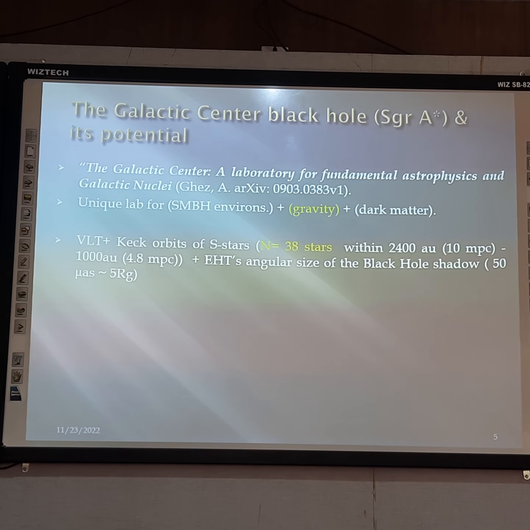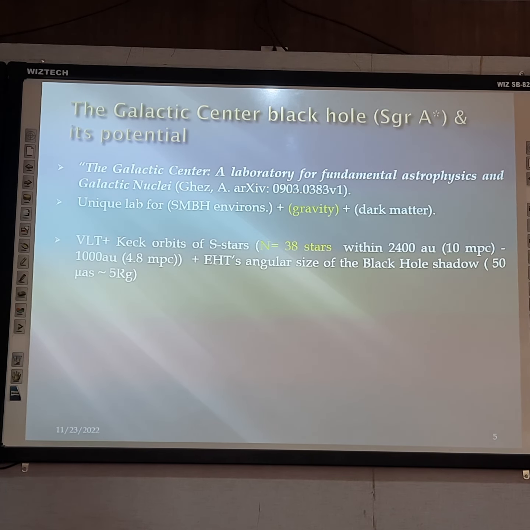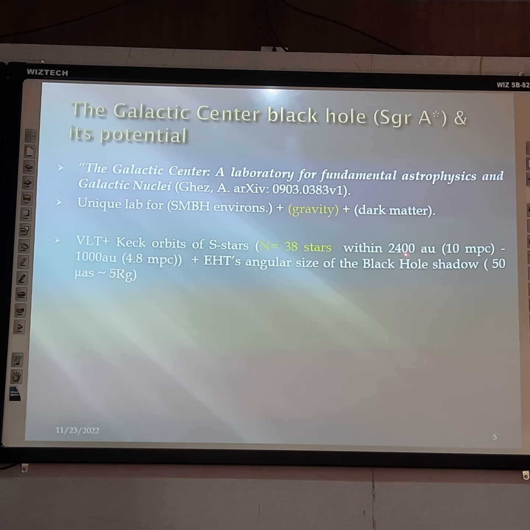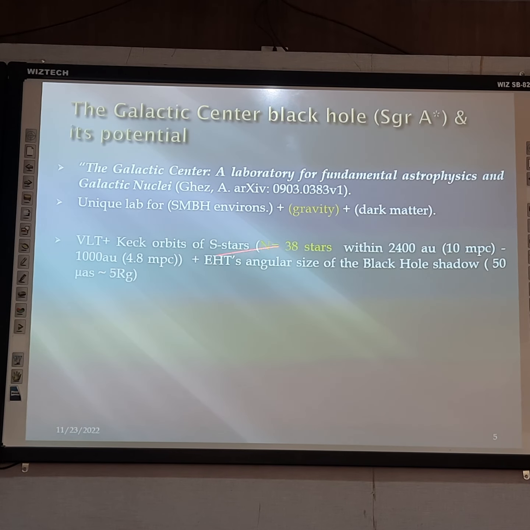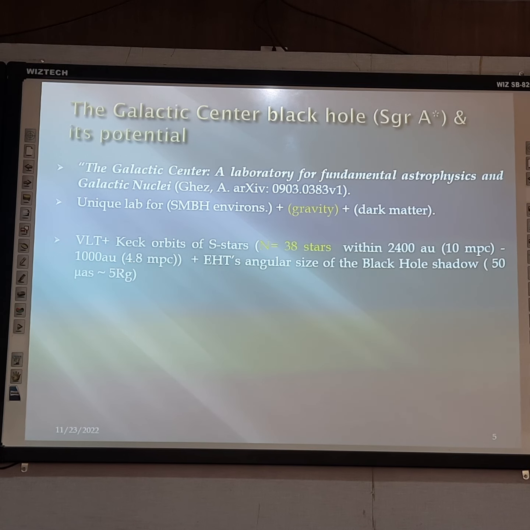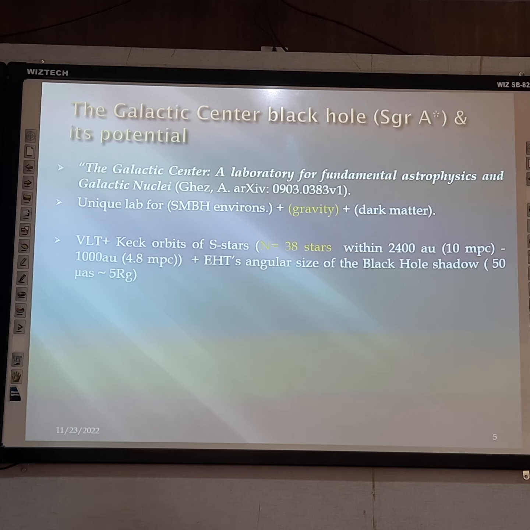VLT and Keck, till 2020, have captured orbits of more than 38 stars. I have written 38 stars within 2400 AU, that means 10 milliarcseconds, and 1000 AU, which is the semi-major axis of a very famous, well-studied star called S2. That is within 4.8 milliarcseconds of the black hole. So these orbits have been determined, their semi-major axes, eccentricities and other orbital elements. So it is very easy to use their data to test how gravity is working near the black hole.